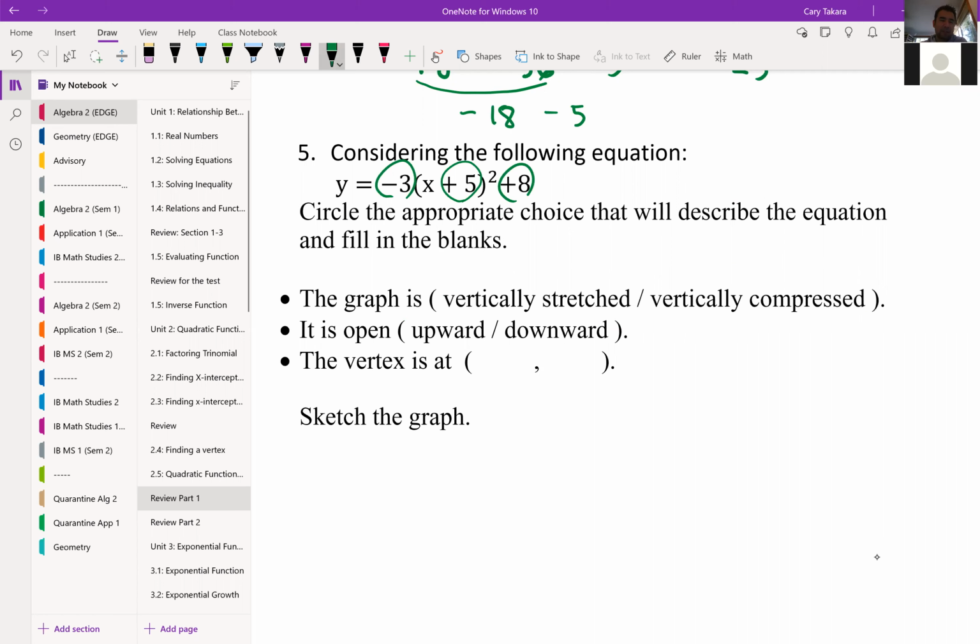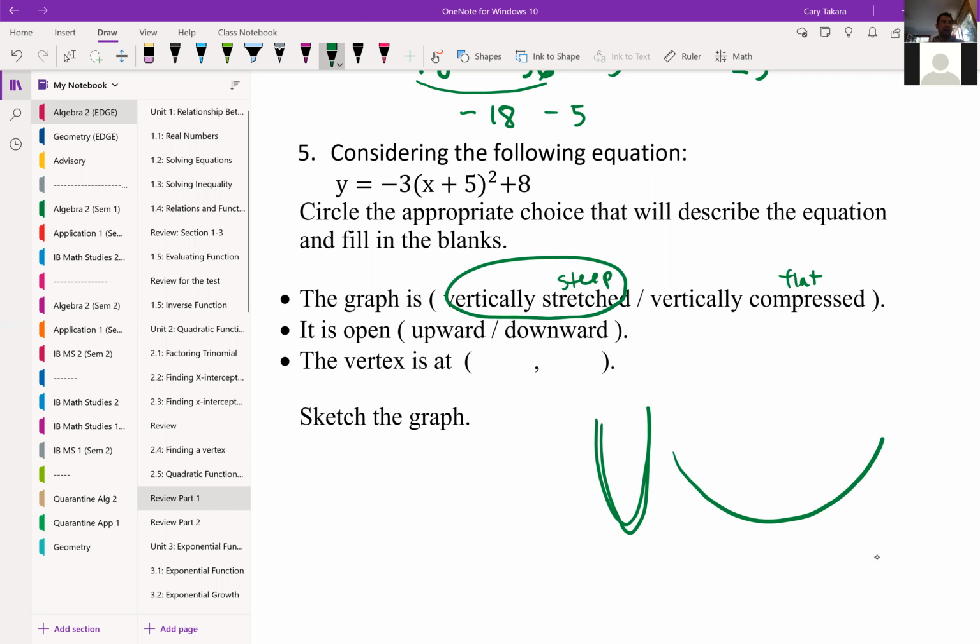Stretch means, vertically stretched means steep. Is it the steep kind of a parabola, or is it vertically compressed, which means flat? Is it the flat kind of a parabola? Which one is it? And how do you tell? It is going to be vertically stretched. Now, how do you know that? It's because of this 3 right here.